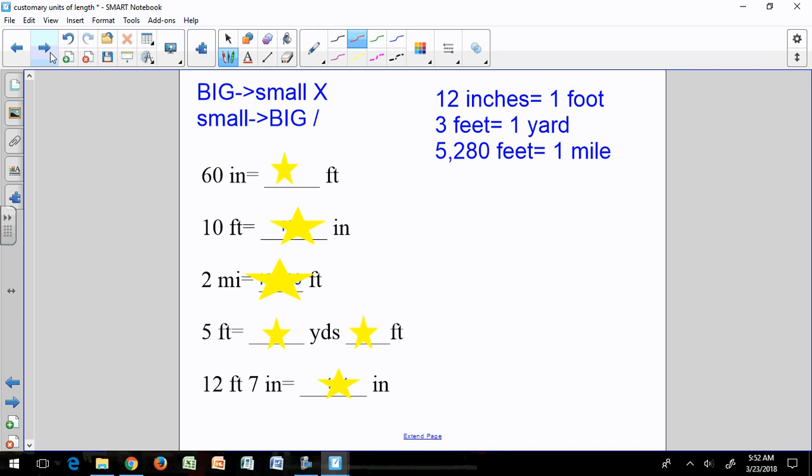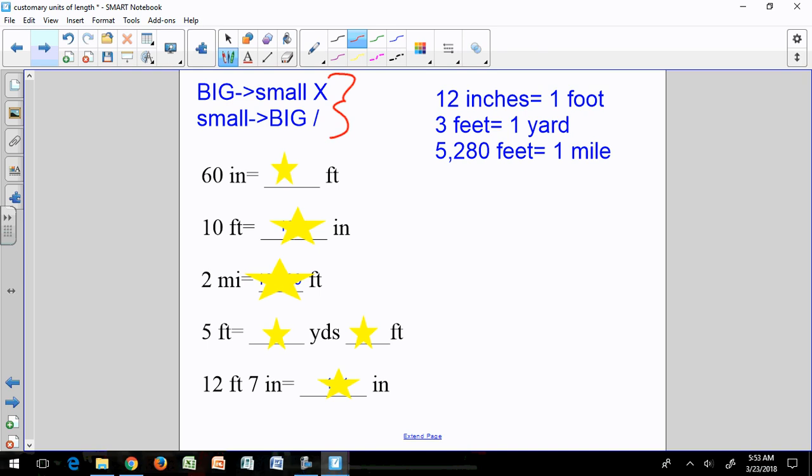So let's try some conversions. Just look up here real quick before you start. If we're going from a bigger unit to a smaller unit, like if we're going from feet to inches, we would be multiplying. And if we're going from something small to something big, like if we're going from inches to feet, we would divide. Okay?